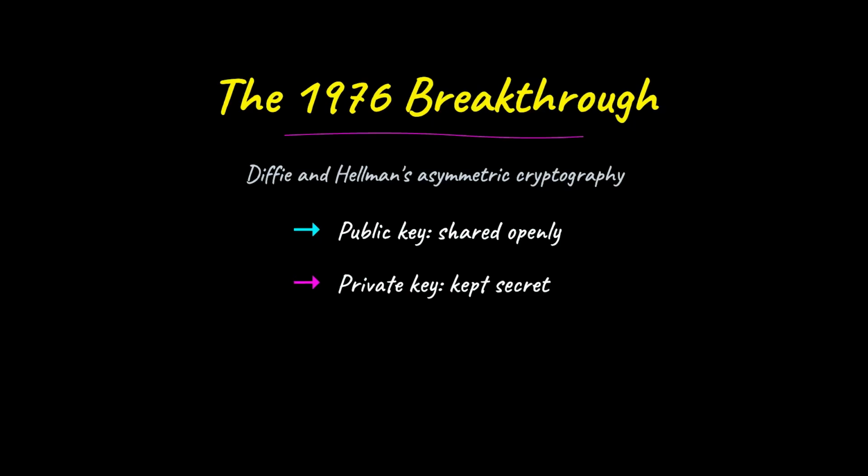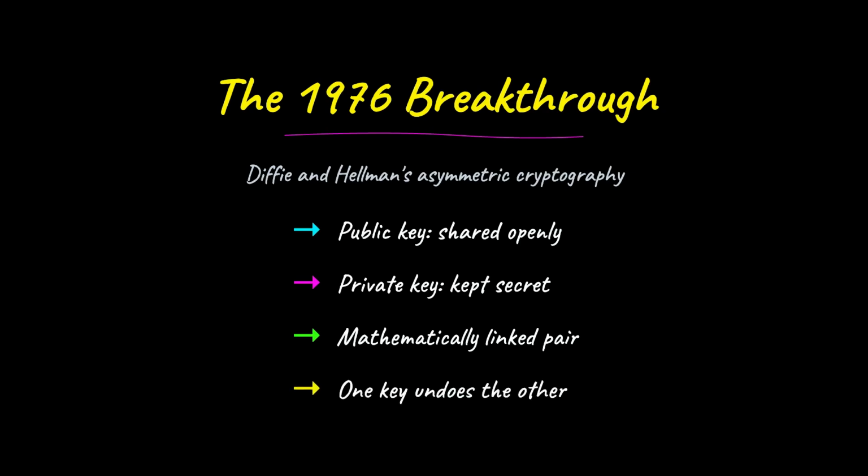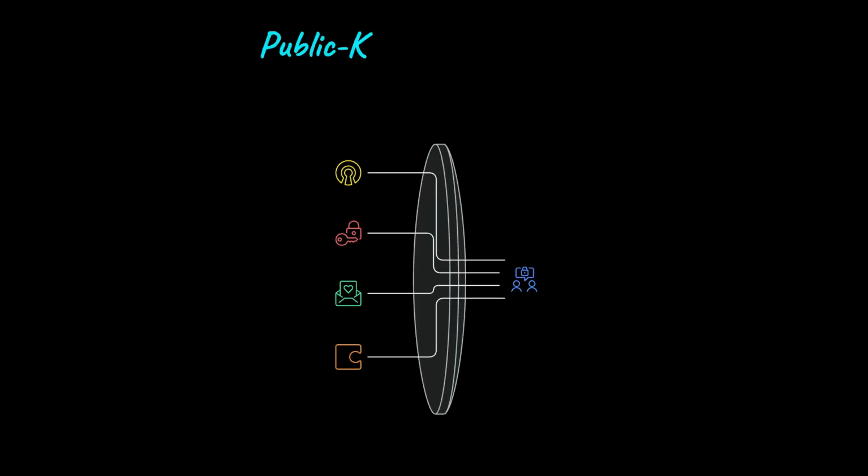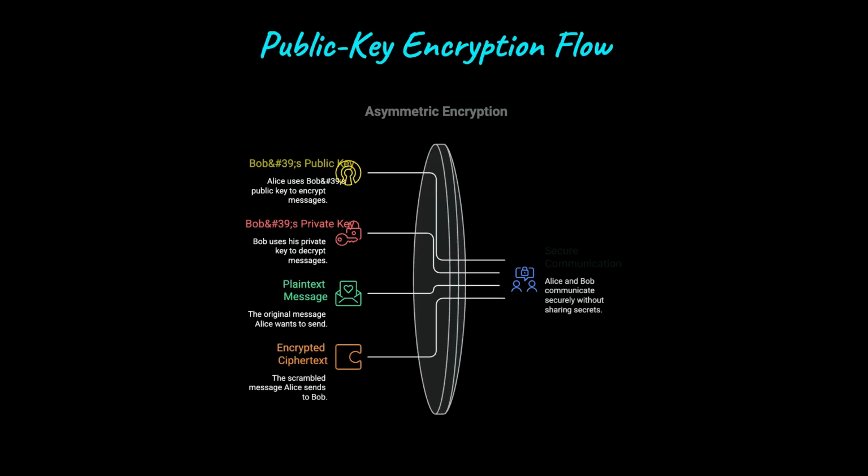In 1976, Whitfield Diffie and Martin Hellman published New Directions in Cryptography, introducing asymmetric, or public key, cryptography. Each party holds a linked pair of keys, a public key anyone can see and a private key kept secret, where what one key does, only the other can undo. Anyone can use a published public key to encrypt a message, but only the holder of the matching private key can decrypt it. No shared secret ever needs to travel across the open channel.